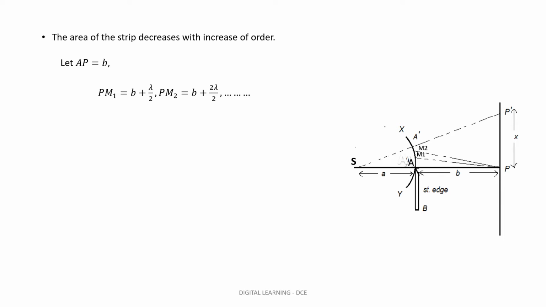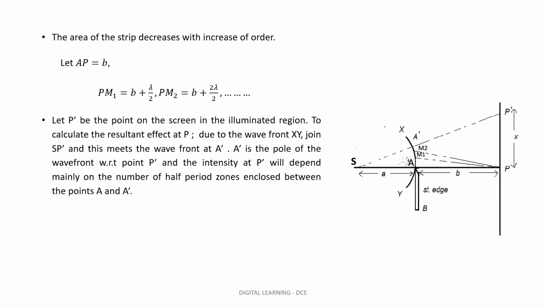Now let us see the intensity at the point P dash. Let P dash be a point on the screen in the illuminated region. To calculate the resultant effect at P dash due to wavefront XY, we have to join SP dash and this meets the wavefront at A dash. Now A dash forms the pole of the wavefront with respect to point P dash. And the intensity at P dash mainly depends upon the number of half-period zones enclosed between the points A and A dash.